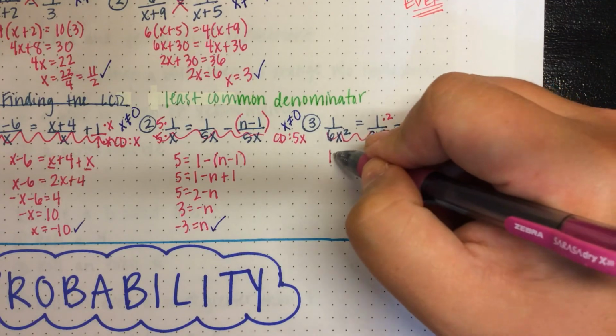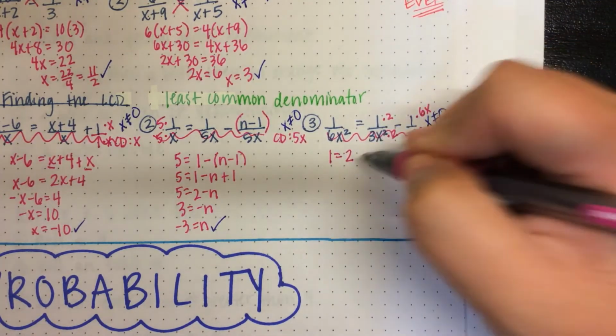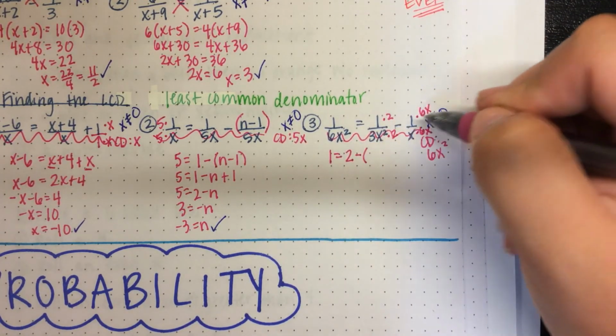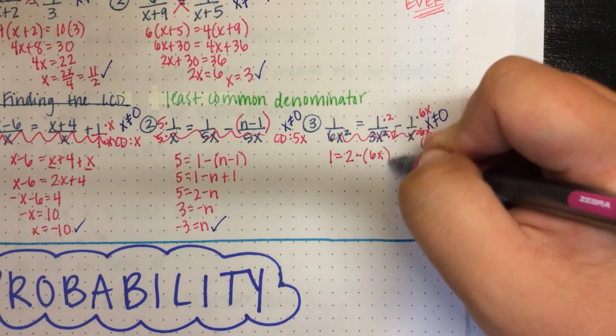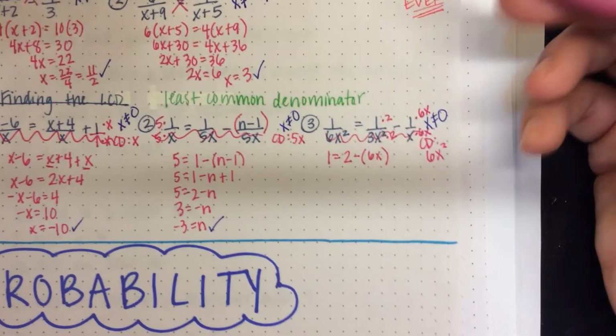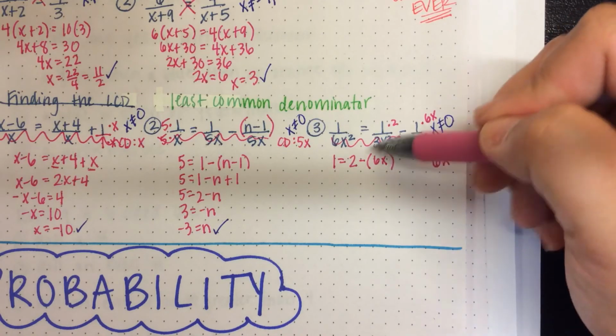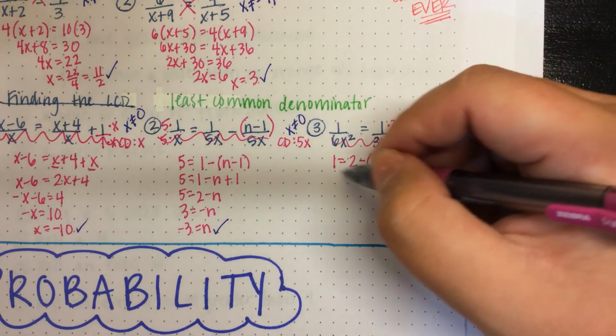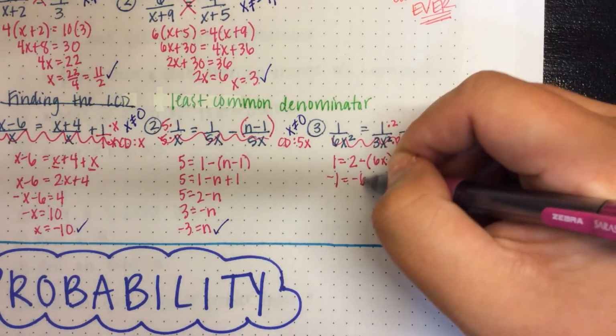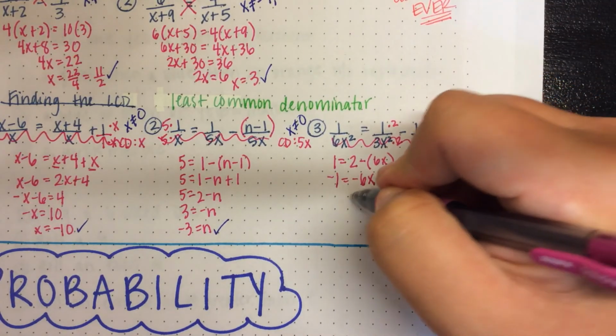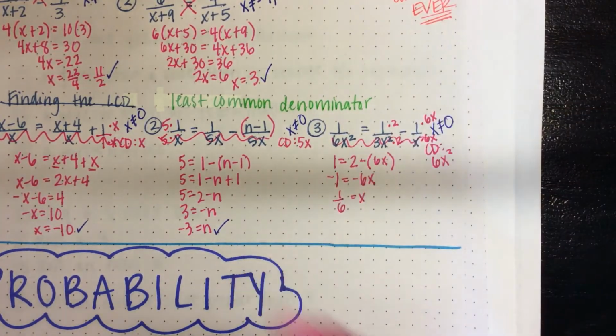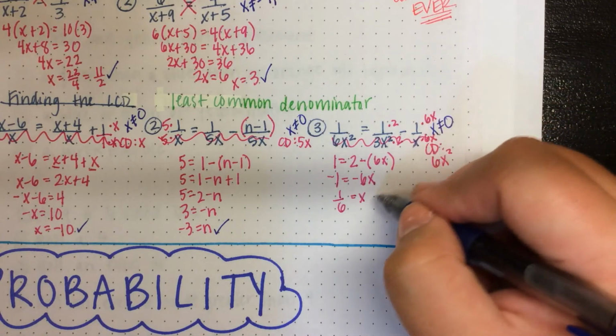So I have 1 equals 1 times 2 minus, and it's not a bad idea to put parentheses, 1 times 6x. But the parentheses here isn't really needed because I have nothing to distribute to. It's just one term. So I have to subtract my 2. So I have negative 1 equals negative 6x. Divide by negative 6. And we get x equals 1/6, which is not 0.